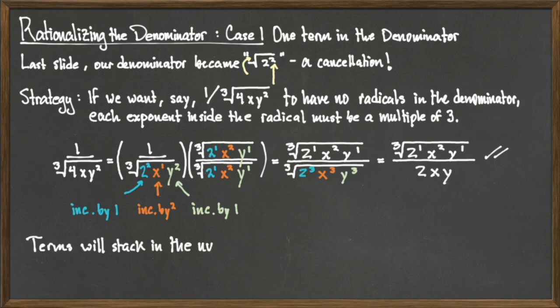So I get a final answer of the cube root of 2 to the first, x squared, y to the first, divided by 2xy. It's okay that radical terms are stacking up in the numerator. That's okay because the point is to rationalize the denominator, so terms are going to stack upstairs.